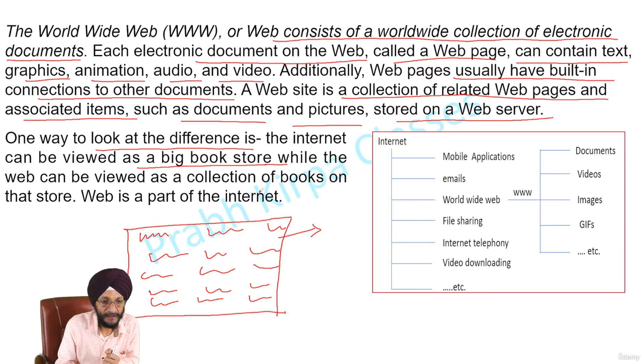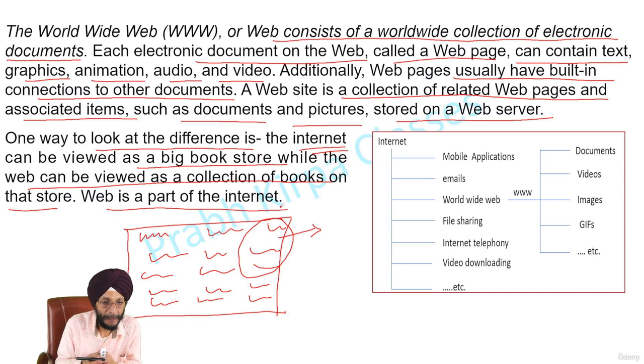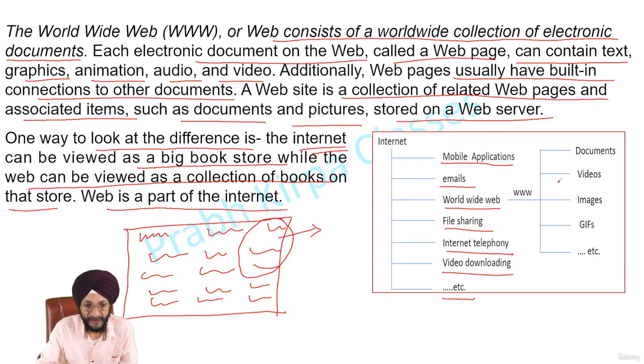This can be viewed as a big bookstore, as the internet, while the web can be viewed as a collection of books in that store. You can say that these books in the store are the web. Web is part of the internet. The internet provides many services like mobile applications, emails, World Wide Web, file sharing, internet telephony, video downloading, etc. Whereas the World Wide Web provides us documents, videos, images, GIFs, etc.